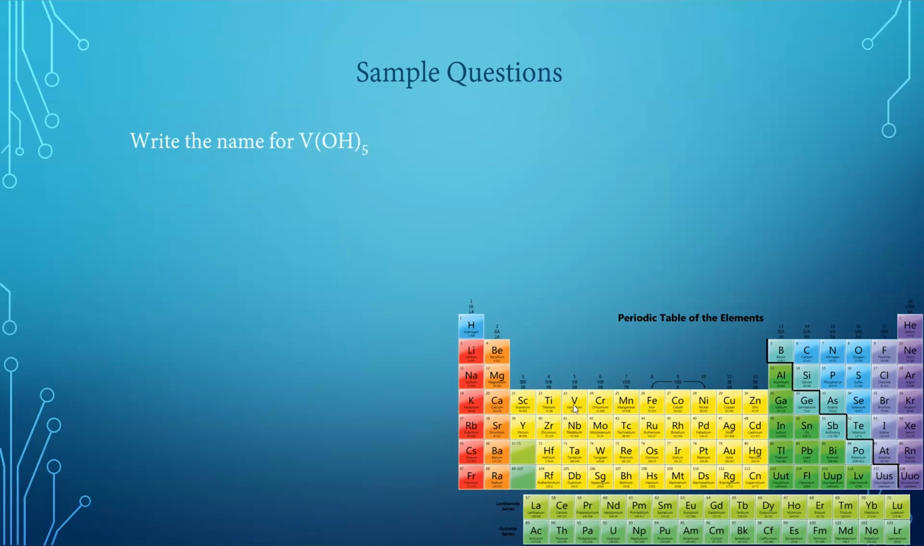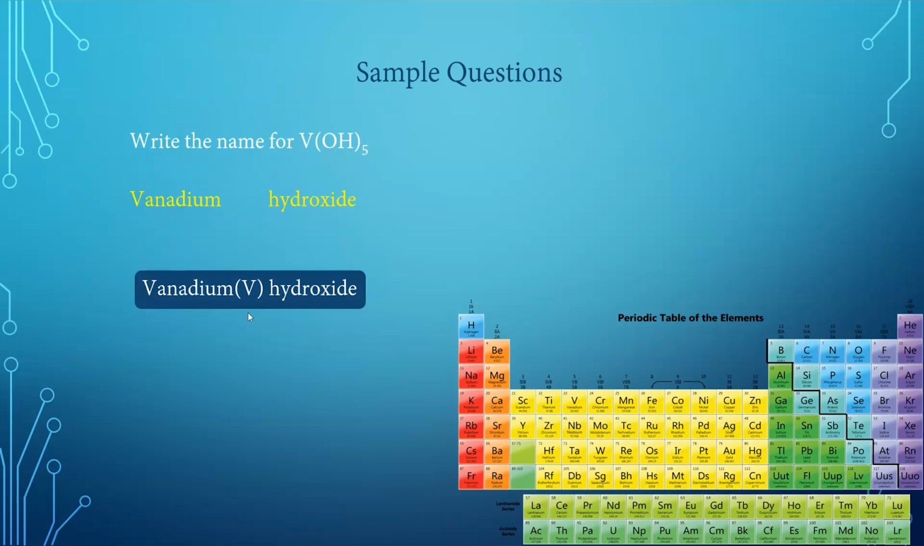VOH5, V is vanadium over here, element number 23. So we know the first part of the name is vanadium. And OH is one of our orphan ions, one of those polyatomic ions. That is the hydroxide ion. Hydroxide ions have a charge of -1. And since there are 5 of them, that means we have a total of 5 negatives. So the vanadium would have to have a +5 charge to balance that out. And thus it will be vanadium(V) hydroxide, with the 5 telling us that's the charge on the vanadium.